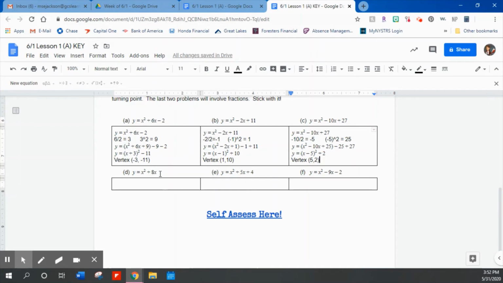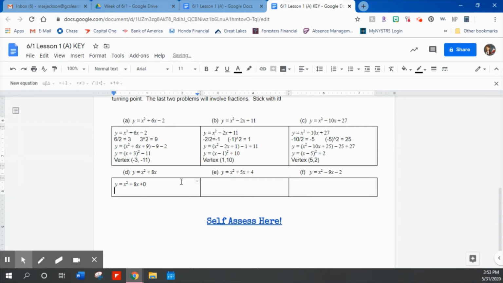So letter D is a little bit different just because it's not a trinomial. But you can think of it as a trinomial by just adding a 0 at the end, because that's really all it is. So if you need to write in that 0, go for it and do it, because it kind of looks strange when you're just looking at it as a binomial. But you can still complete the square doing this.